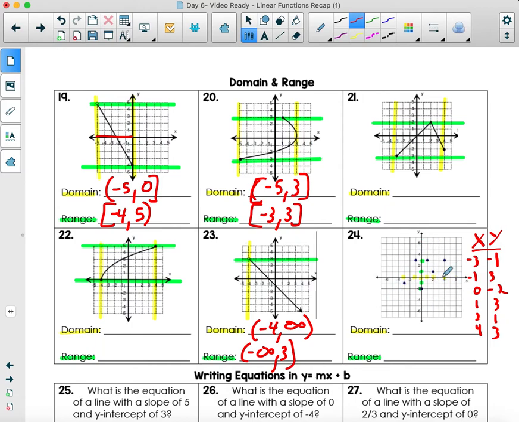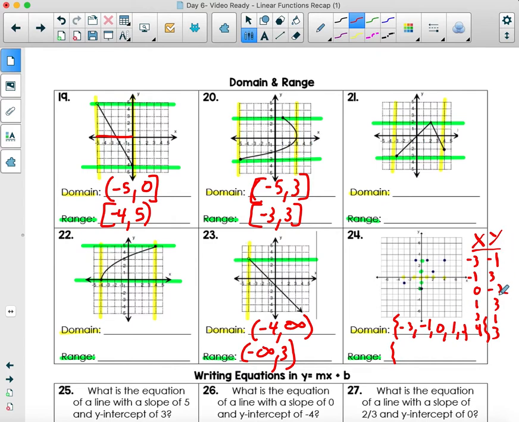And then if I happen to give you one of these dotted graphs, you could just list the coordinates. For the domain, you're just giving me your x values, which in this case are -3, -1, 0, 1, 2, and 4. I'm just going to grab that 4 and use it. If a value is repeated, you do not need to repeat it.